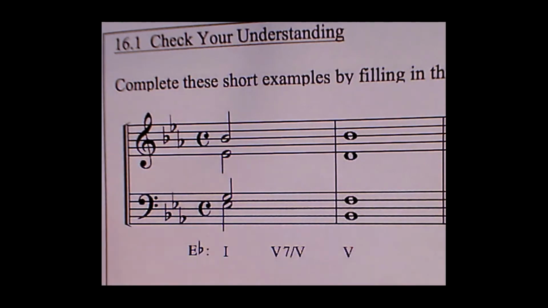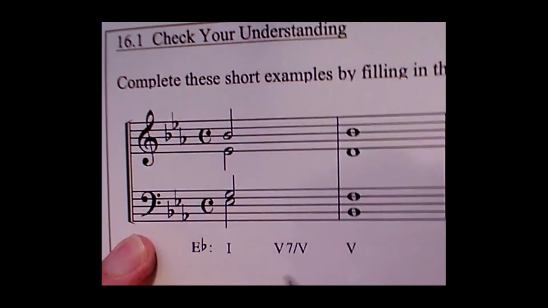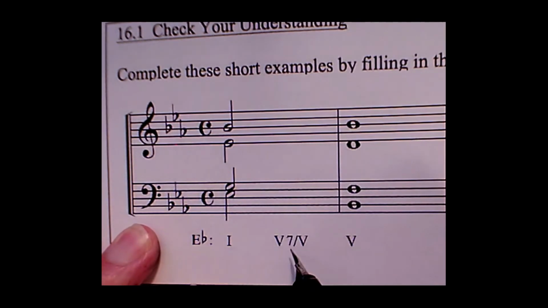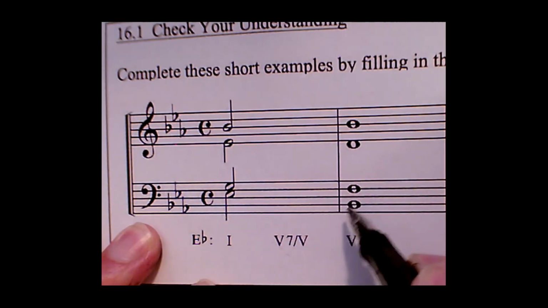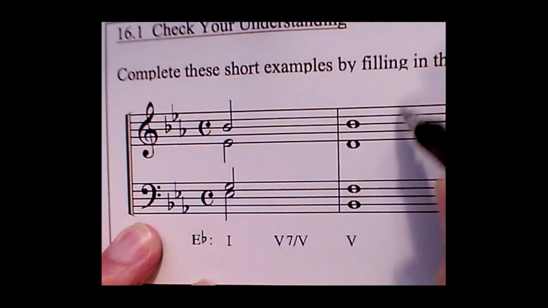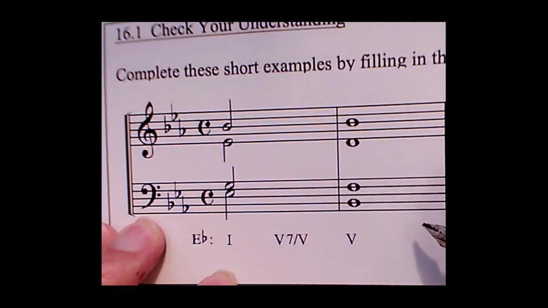Okay, at this time we're going to try the Check Your Understanding 16.1, where we have a couple of examples where we have to write secondary dominant chords. So let's see how we would do this. This says 5/7 of 5 going to 5. So here's our 5 chord in the key of E flat: B flat, D, and F. I'm going to use this little area here as a scratch area to figure this out.